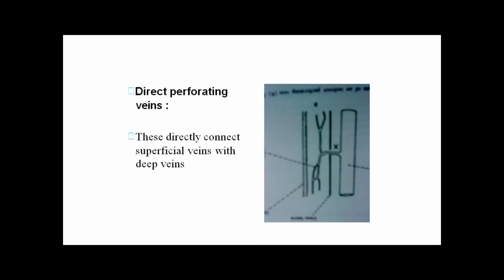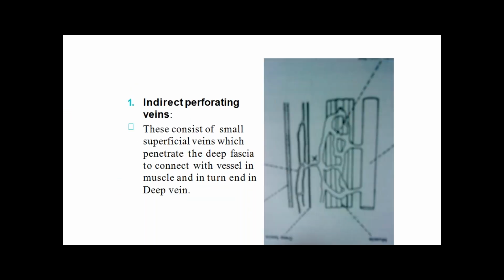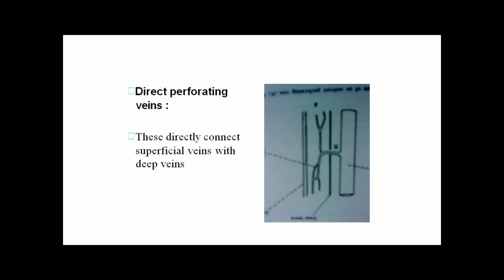In the diagram you can see the difference. Before draining into the deep system, it connects with the muscular vessels and in turn ends in the deep vein. Whereas direct perforating veins connect directly with the deep veins.